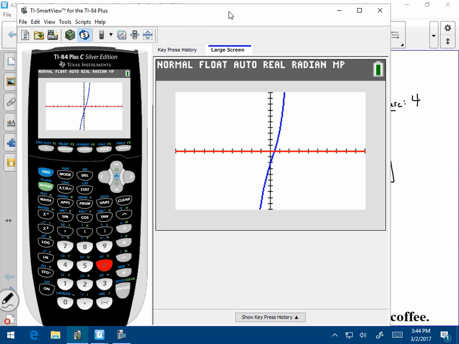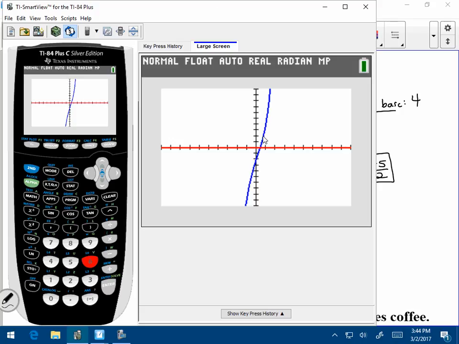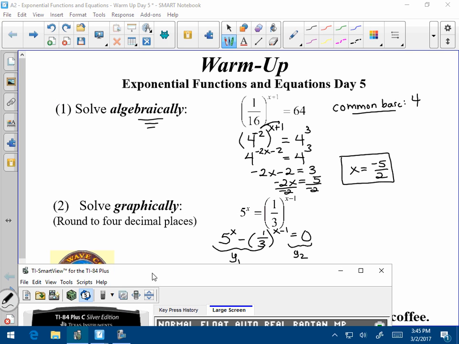Now remember, the reason I said it's better to compare it to 0 is because then I can just look for where it's crossing the x-axis. So let me go second calc intersect, first curve, second curve, guess. We've got 0.4056, comma 0, and I think it said to how many decimal places? 4.